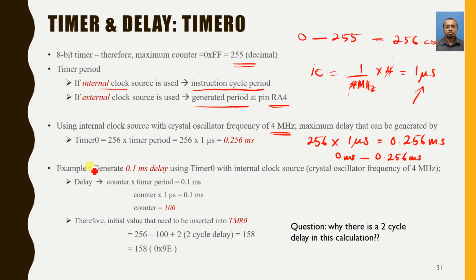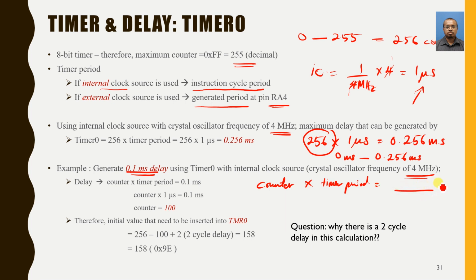All right, let's try this example. If you were to generate 0.1 milliseconds delay using timer 0 with the internal clock of 4 megahertz, what will be the counter that is required? Just now the maximum is you have to count until 256. So what's the counter? The formula basically is the count or counter times the timer period.